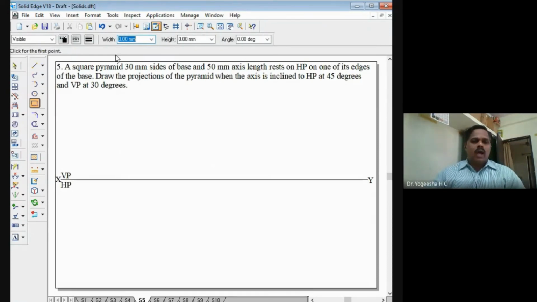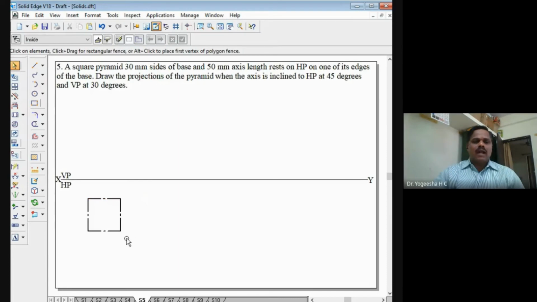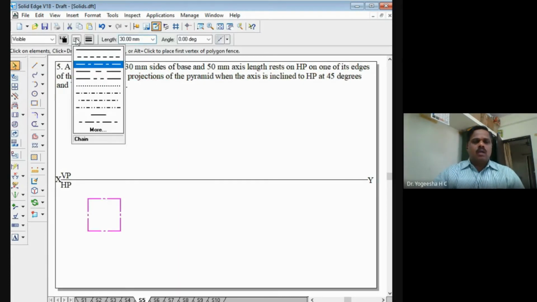I will take the square now. Thick line only I will directly take here. That is 30 mm, height is 30 mm, angle is 0 degree. I will paste it here. That is your square. Square has been constructed.